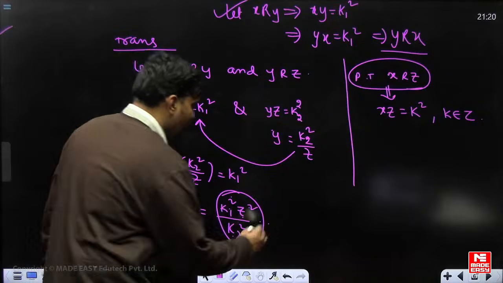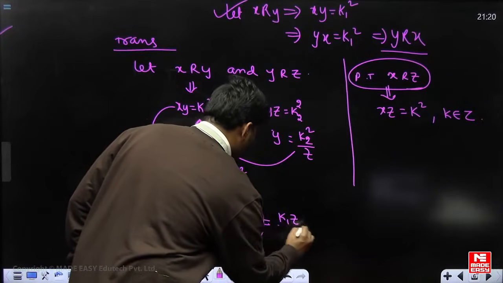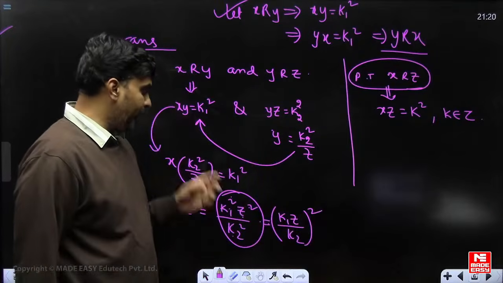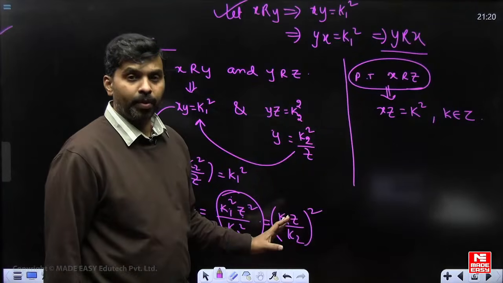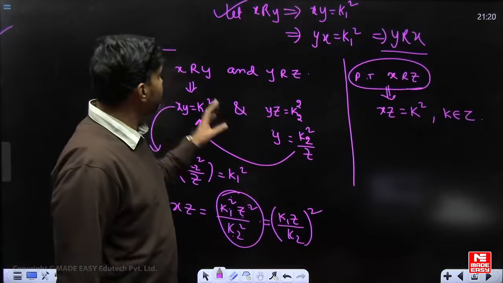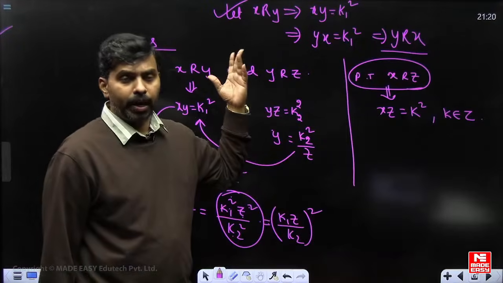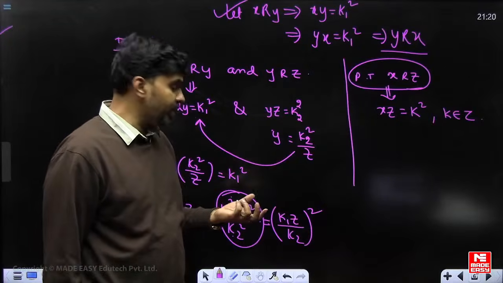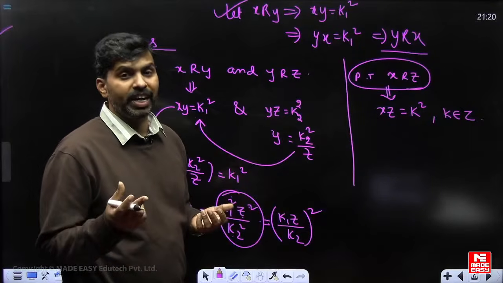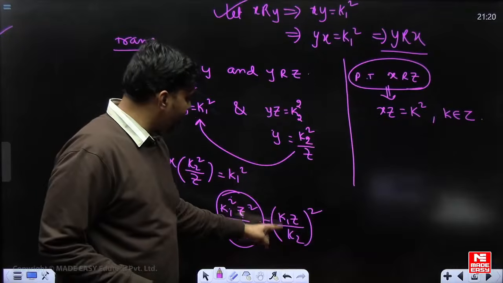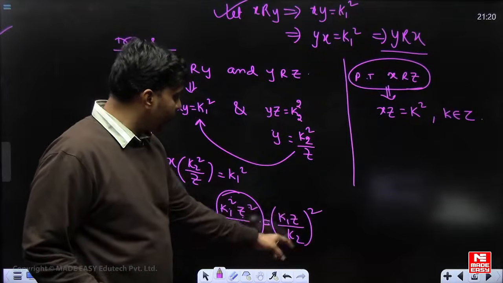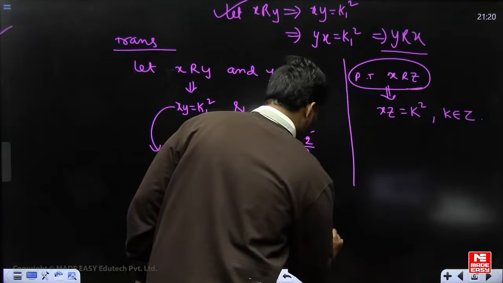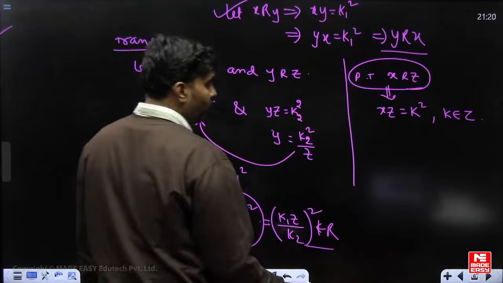So if I write it like this, k1z by k2 whole square, I wrote it, right or not? So suppose I take k1 is equal to 2 and k2 is equal to 3. If I take this 2 by 3, it is not going to be an integer. So therefore it does not belong to this relation. So therefore it is not transitive here.